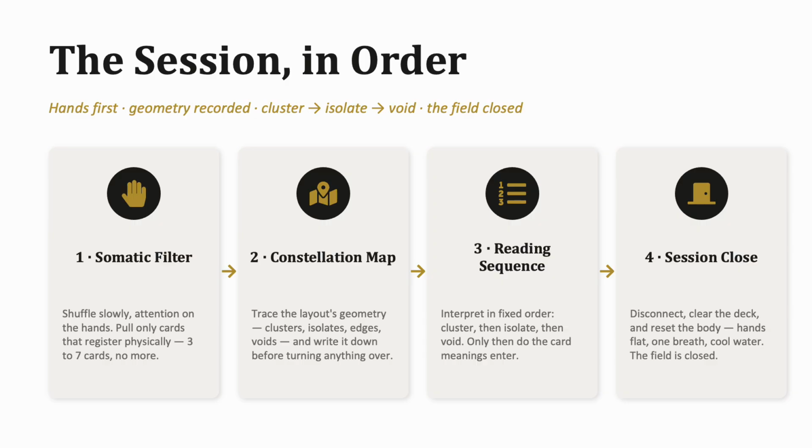2, the constellation map. You trace the geometry and write it down before turning anything over. 3, the reading sequence. You interpret in fixed order. Cluster, then isolate, then void, and only then do card meanings enter. And 4, the session close. You disconnect, clear the deck, and reset your body. The field is closed.